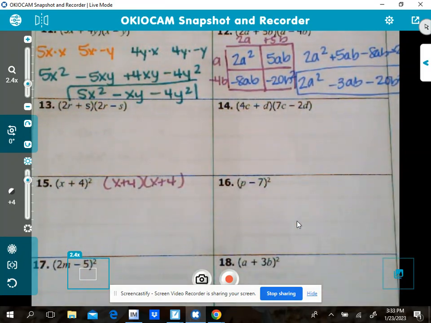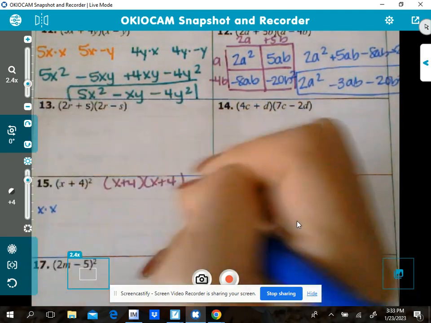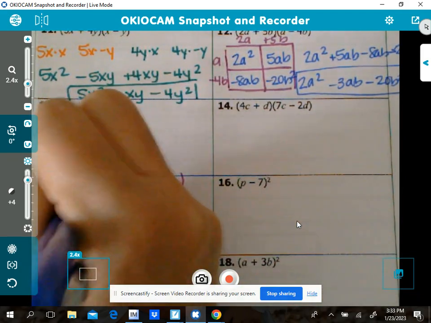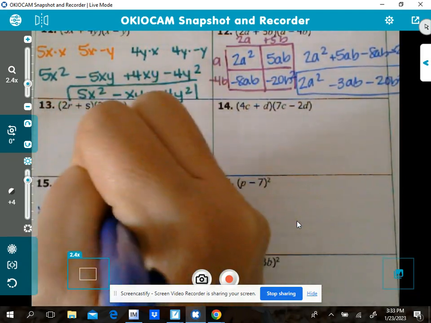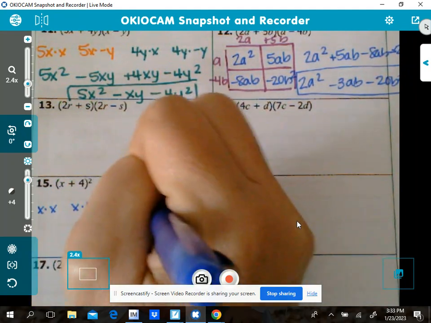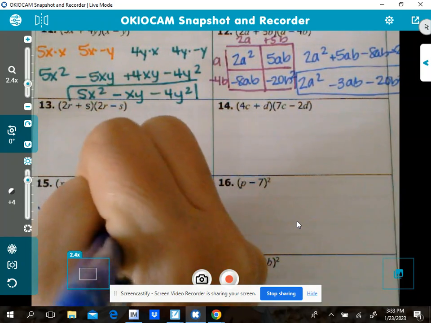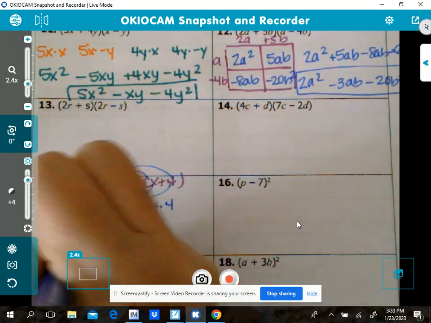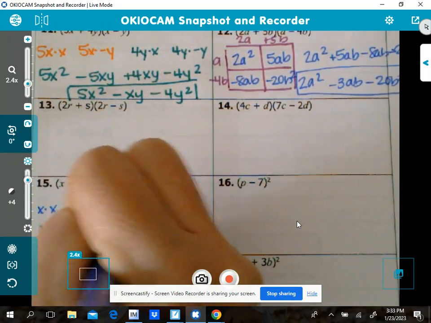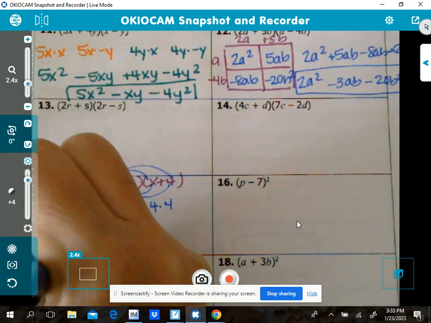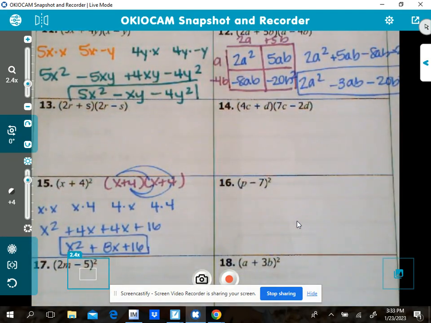So now if we use the distributive property here, it's going to be x times x, and then x times 4, and then 4 times x, and then 4 times 4. So x squared plus 4x plus another 4x plus 16 gives me x squared plus 8x plus 16. And then I'll box it with the remaining one.